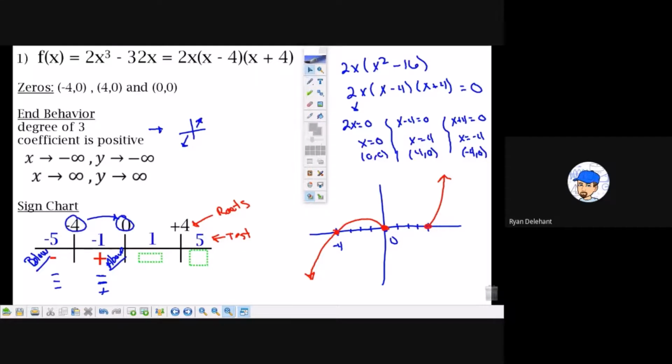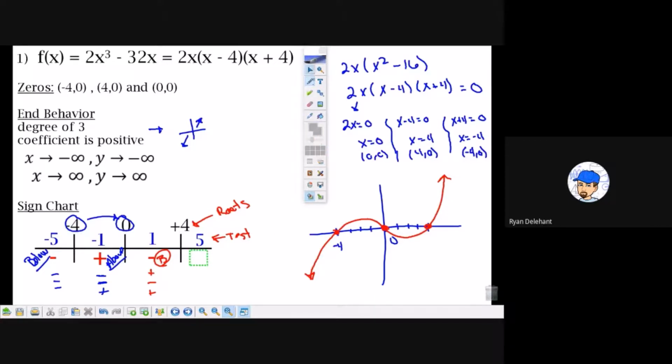If we continue this, we're going to do the same process. Plug in the 1. 2 times 1 is a positive. 1 minus 4 is negative. 1 plus 4 is positive. We have 1 negative, which means that's odd. Overall, that thing's going to be negative. And this part tells me that we're below the x-axis, and this should be drawn down here.